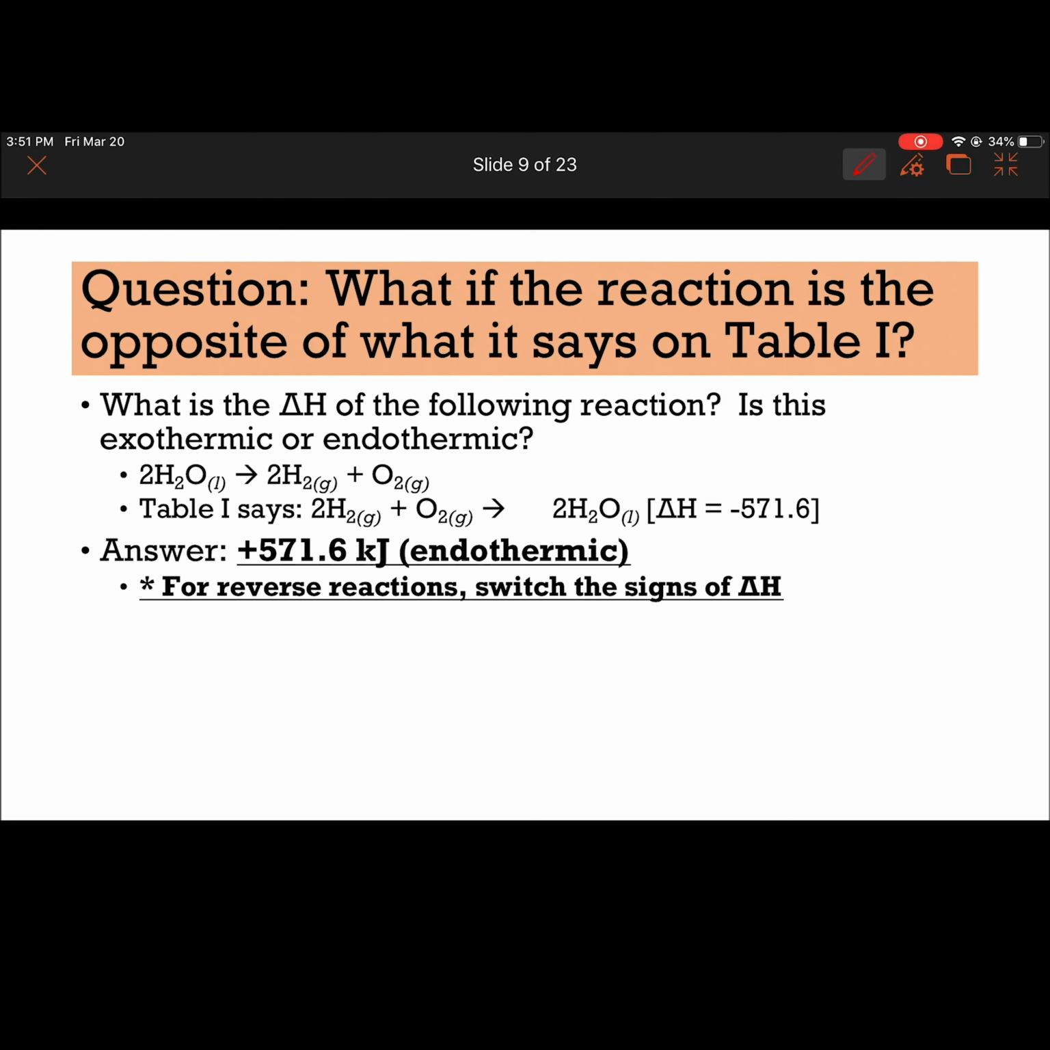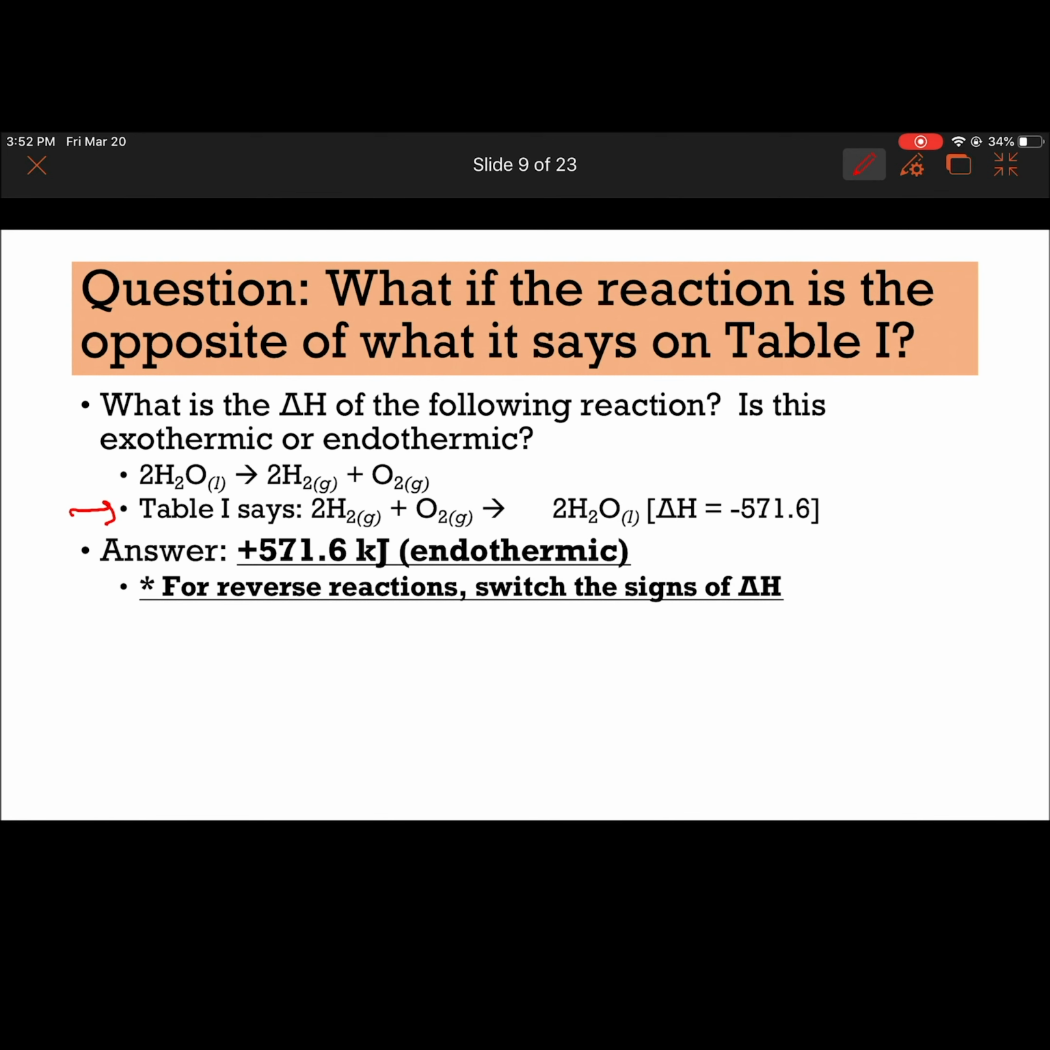Okay, so the way they make these table I questions is it's literally right in front of you, but the reader just likes to complicate it a little bit. Essentially, they can take what's on table I, flip it, or change the ratios of it. So if a question asks you about a reaction and it is opposite of what it says on table I, all you have to do is switch the sign of delta H.